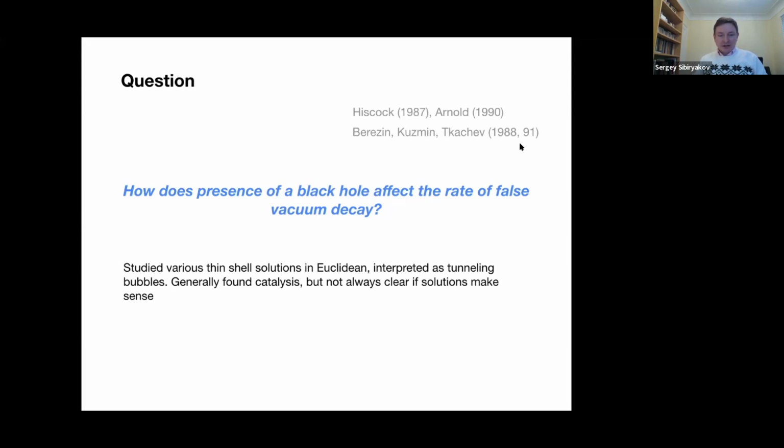What they did was study various solutions in Euclidean time, similar to Coleman's approach, following the instanton approach, and interpreting these solutions as perhaps describing the vacuum decay rate. They found that in general black holes do catalyze vacuum decay, but it has been unclear what these solutions mean. Do they really correspond to physical processes, or are they just spurious solutions? A consistent formalism has not been developed for 30 years.